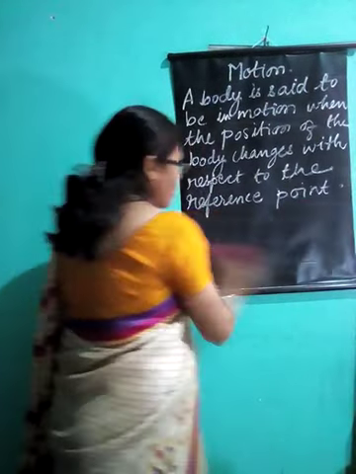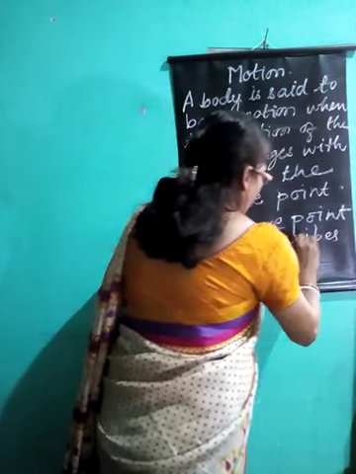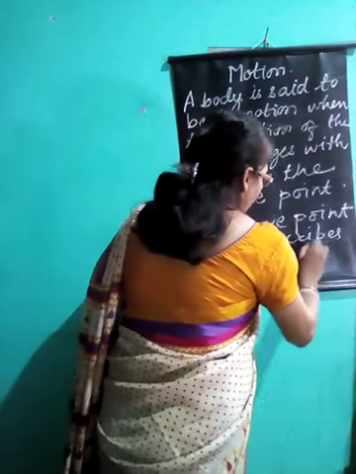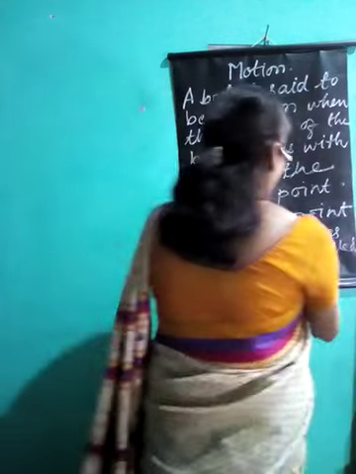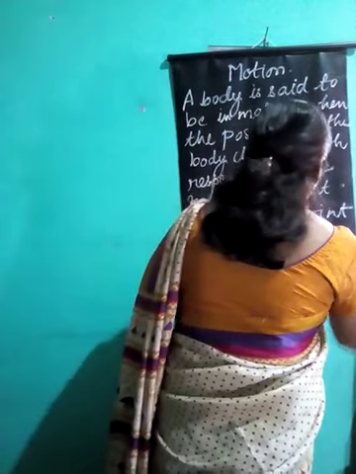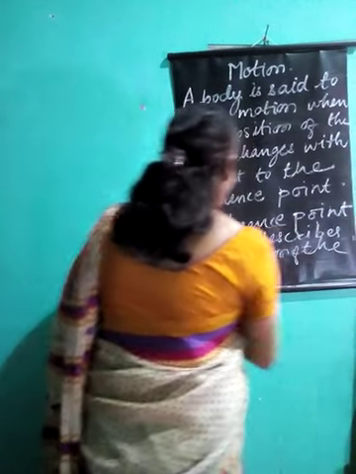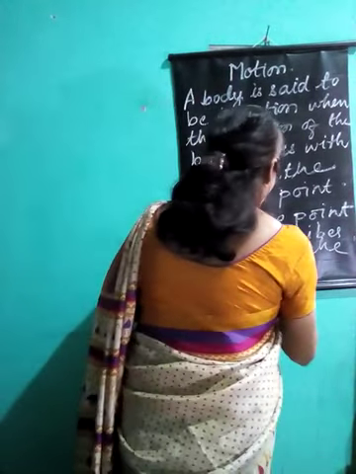Another term, reference point which describes the position is called origin. Position of the body. That's the position of the body is called origin.